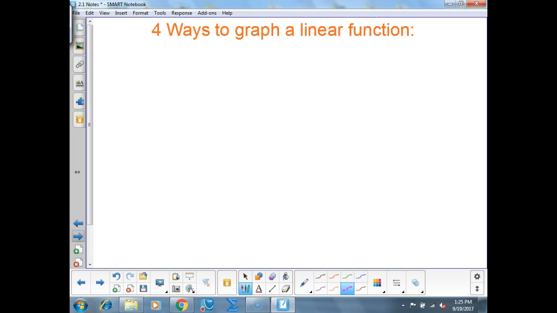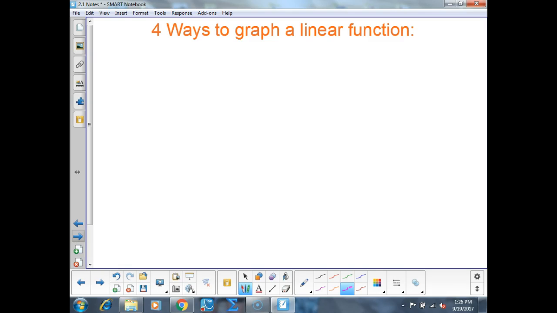We are going to take our linear functions and we are going to graph them. This is where the pink paper is going to come into play. So if I have 4 ways, I can think of 4 ways to graph a linear function.